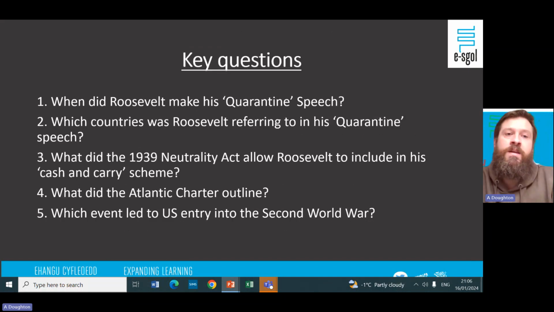So question 1 then, when did Roosevelt make his quarantine speech? He made this in October 1937. Which countries was Roosevelt referring to in his quarantine speech? So he was, even though he doesn't name them, he's clearly referring to Nazi Germany, fascist Italy, and the Japanese Empire. What did the 1939 Neutrality Act allow Roosevelt to include in his cash and carry scheme? It allowed him to include munitions and weapons.